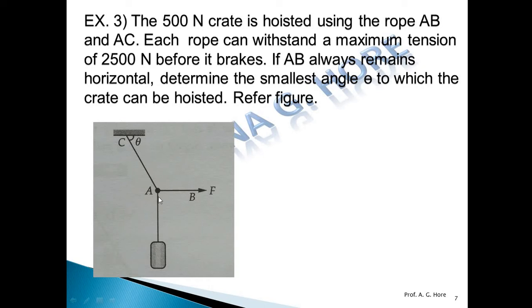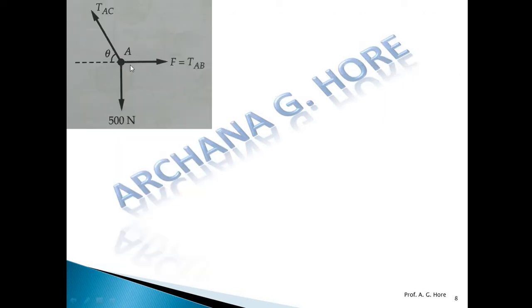Okay, now draw the FBD of this given figure at point A. So this is the force or tension in AB, tension AC, which has the angle theta, and this is the weight. Now apply Lami's theorem for three forces under equilibrium. These forces are concurrent, so we can apply Lami's theorem. Now this angle in between AC and AB, this complete is 180, so this is 180 minus theta, this is 90, and this is 90 plus theta.